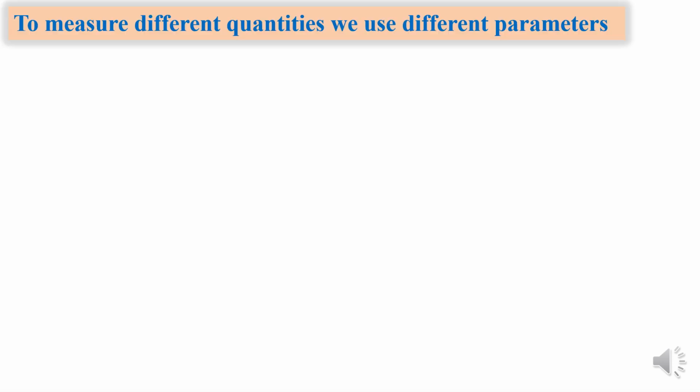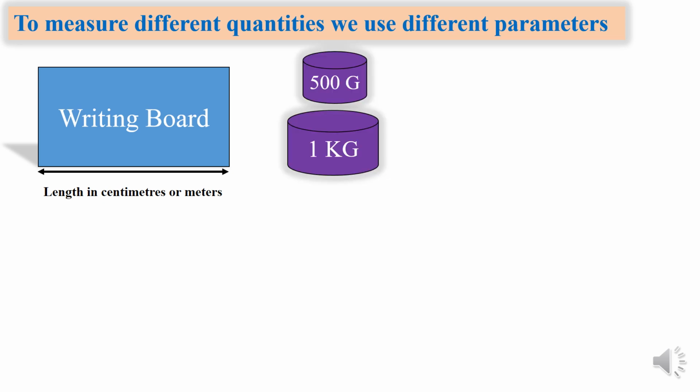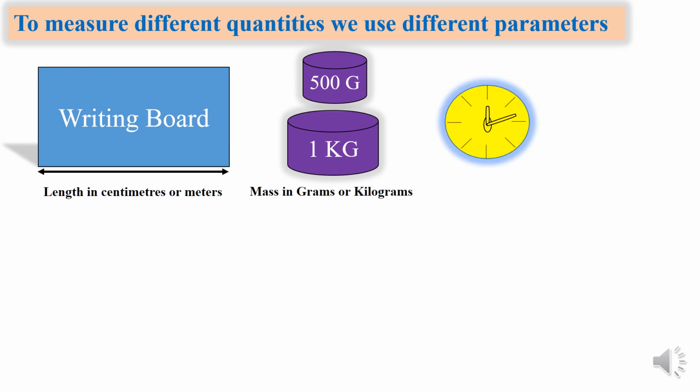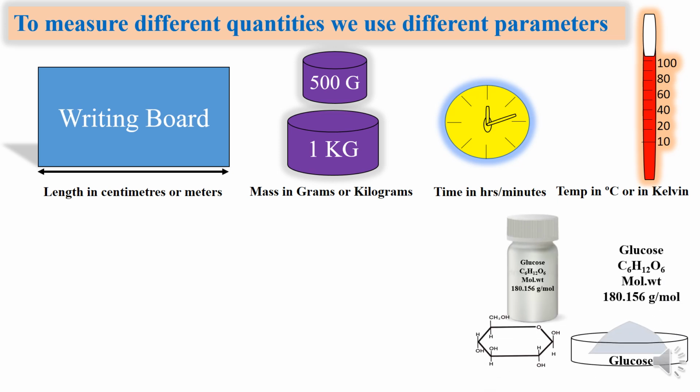Now, to measure different quantities, we use different parameters. For example, we measure the length in centimeters or meters. We measure the mass in grams or kilograms. We measure the time in seconds, minutes, or hours. And we measure the temperature in degree centigrade, degree Celsius, or in Kelvin scale. But what about the chemical substance? That is where the mole concept comes into the picture.